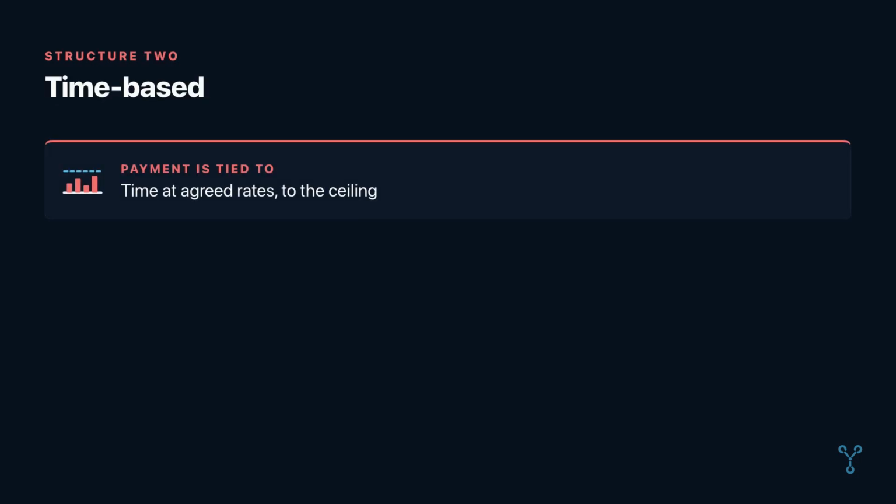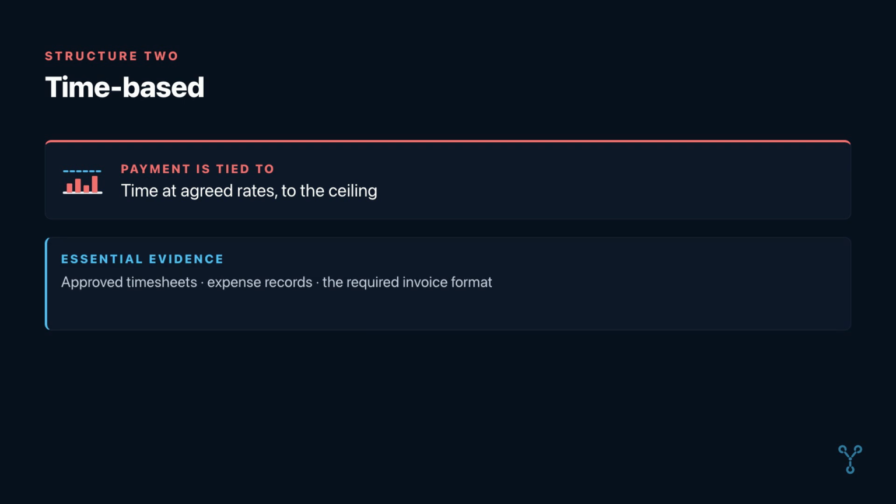Under a time-based arrangement, the claim is usually built from time actually worked at agreed rates and eligible reimbursable expenses, up to the contractual ceiling. The essential evidence may include approved timesheets, travel or expense records, and the required invoice format. Your risk is utilization and authority. Days beyond the agreed level of effort, scope, or ceiling may not be payable without a formal change.